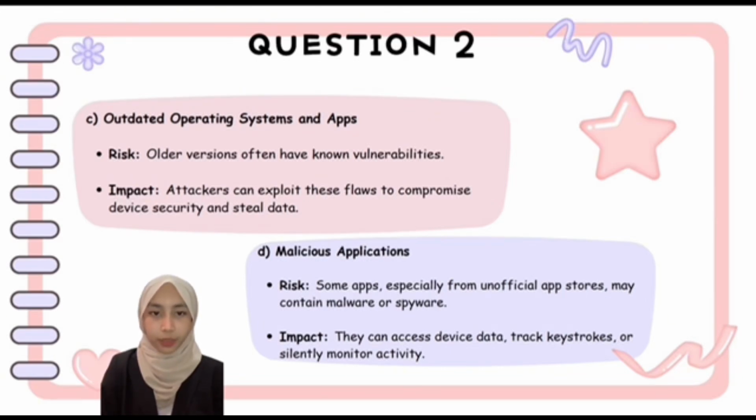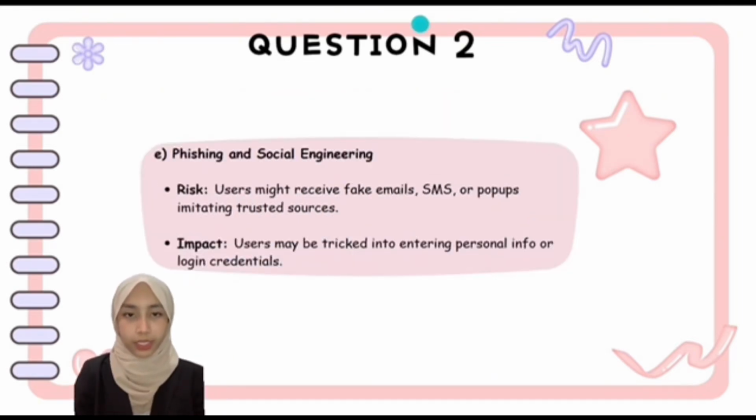D. Malicious application. Risk: some apps, especially from an unofficial app store, may contain malware or spyware. Impact: they can access device data, track keystrokes, or silently monitor activity. And the last, phishing and social engineering. Risk: users might receive fake emails, SMS, or pop-ups imitating a trusted source. Impact: users may be tricked into entering personal info or login credentials.